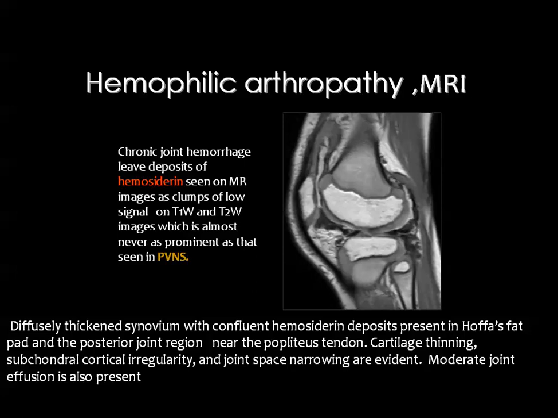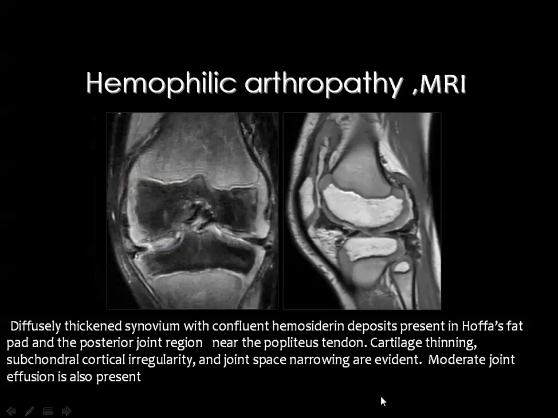Pigmented villonodular synovitis is not associated with these episodes of hemorrhage, and the hemophilic patient is well known to the clinician to have hemophilia. And here you see the low signal appearance of the hemosiderin, which is located in the intercondylar notch as well as in the knee joint.